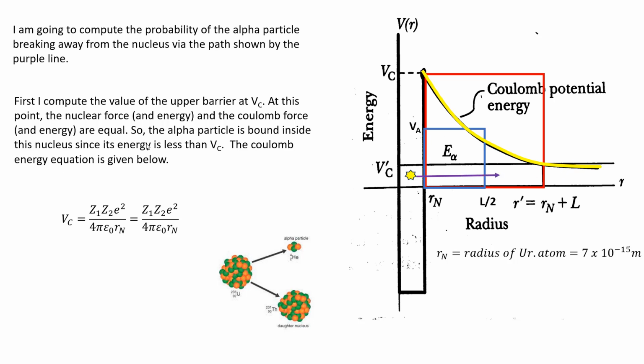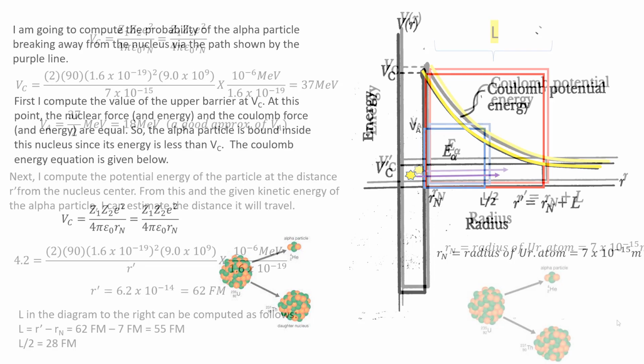Okay, so first I compute the upper barrier here. Okay, so at this point, the nuclear force and energy and the Coulomb force and energy are equal. Okay, so the alpha particle is bound inside the nucleus since its energy is less than the top of the barrier. Okay, this is the equation for the Coulomb energy, also known as the electrical force energy.